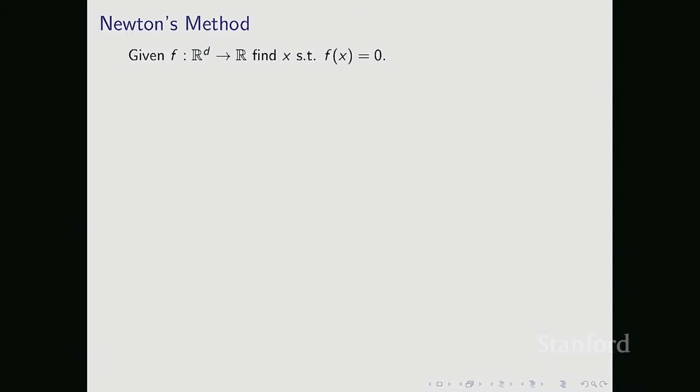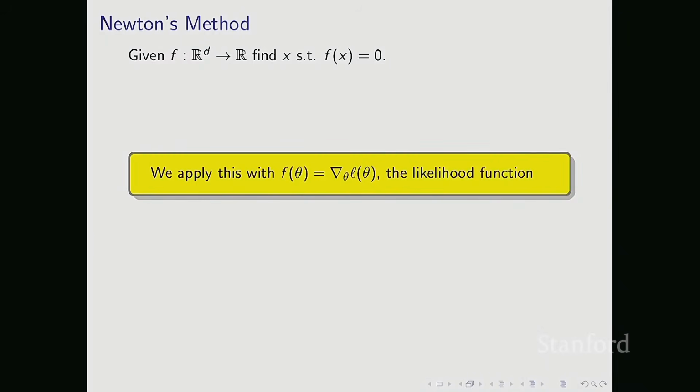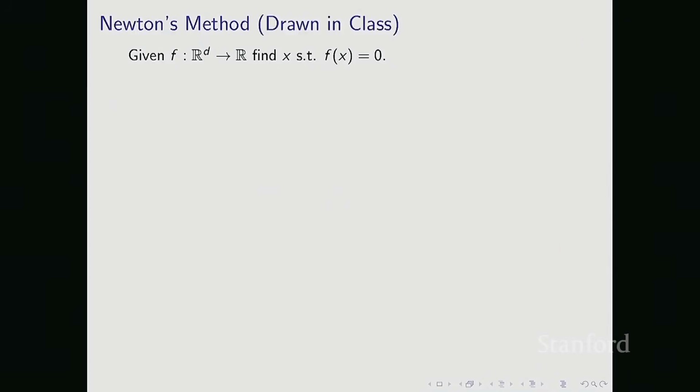We want to find the 0. We typically apply this to likelihood functions. We take the gradient with respect to theta, right? So we want to find a stationary point, some place where the gradient is equal to 0. So we use it on that piece, but we'll talk about it in full generality. Okay. So how does it work? It's an extremely simple method, which is pretty nice.